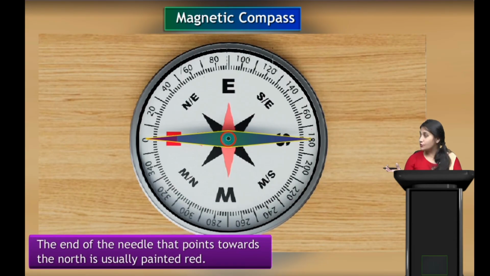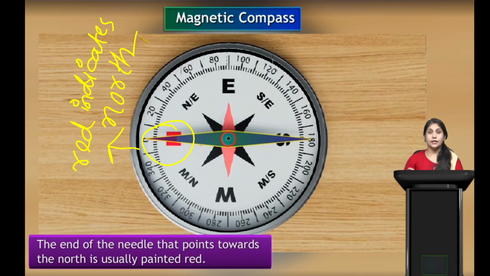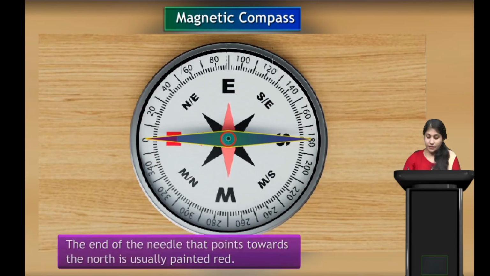Now, the end of the needle that points towards the north is usually painted red. See this part. This part is painted red and this indicates the north direction. Red indicates the north direction. In the needle, the part painted with the red color is indicated as the north direction.